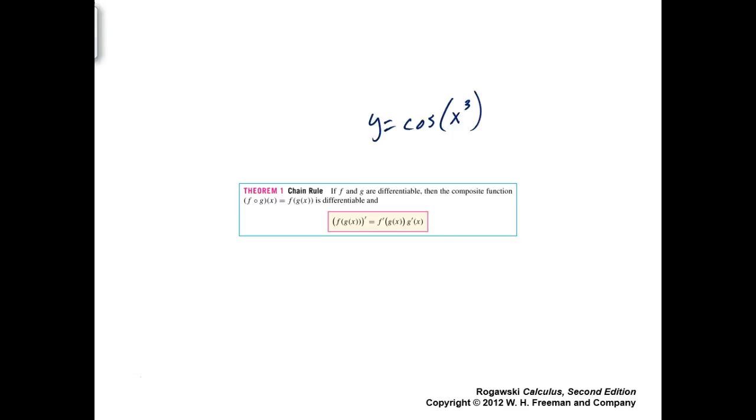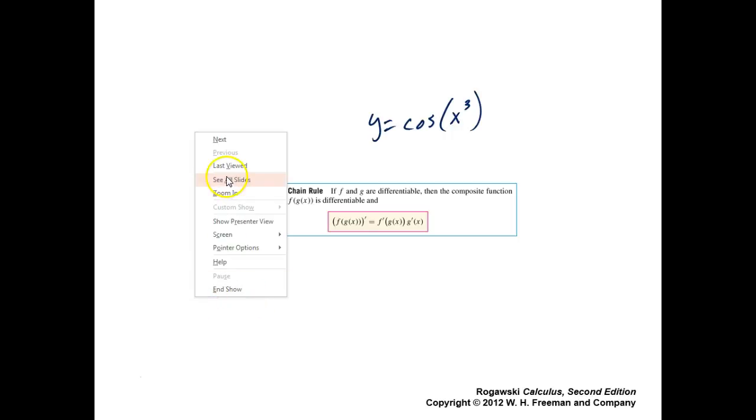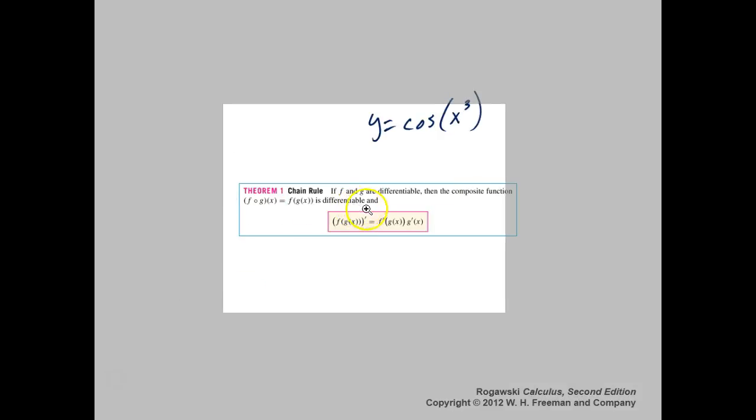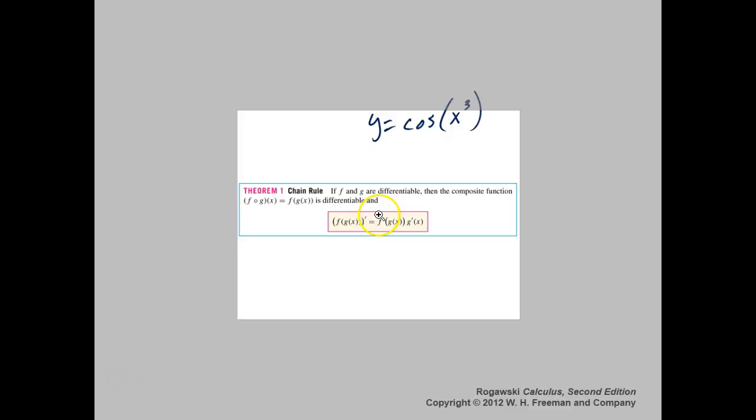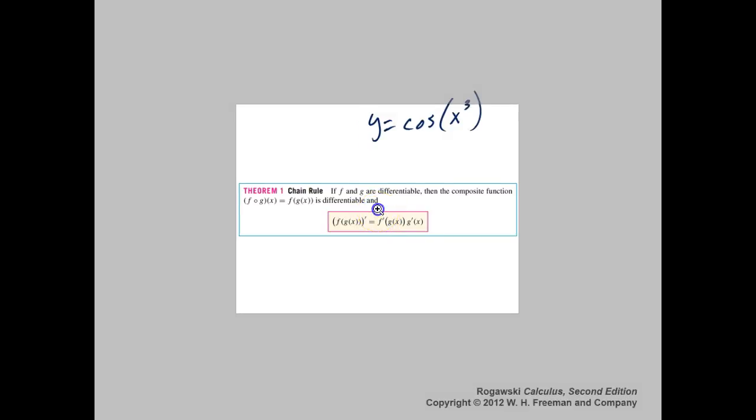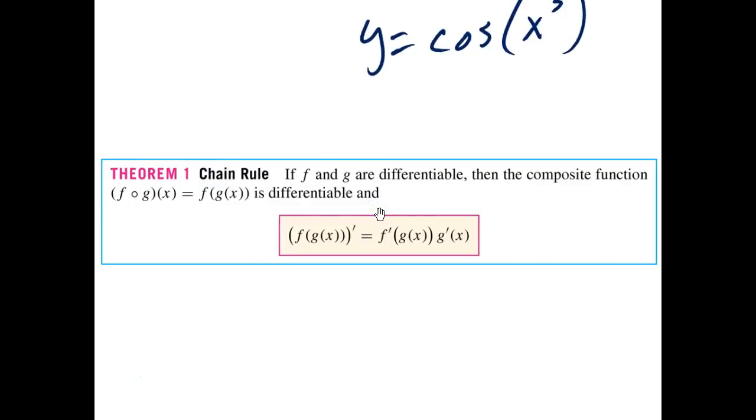So here's the chain rule. I'll blow this one up for you. Okay, there it is. If f and g are both differentiable functions, that's a requirement, then the composite function f composed with g of x, or f of g of x, is also differentiable, and here's what the derivative is.